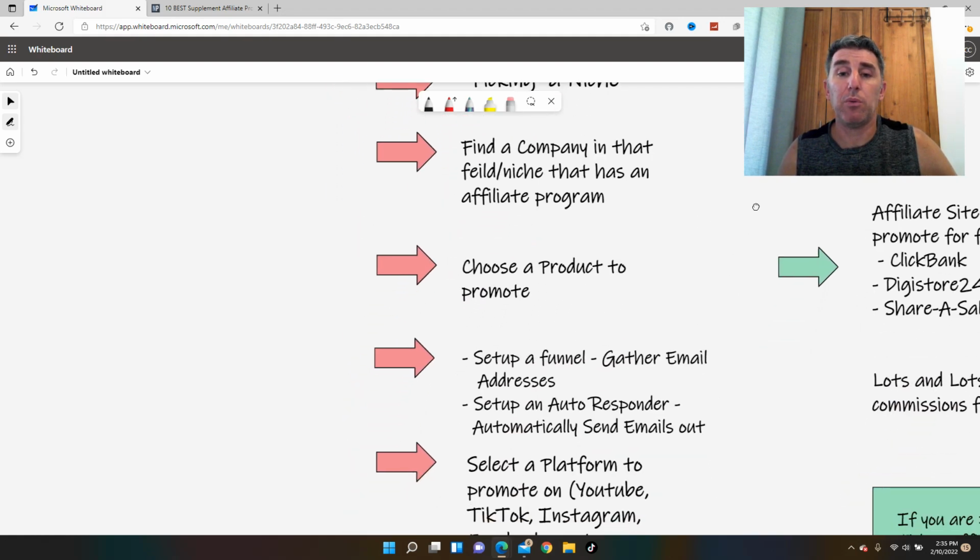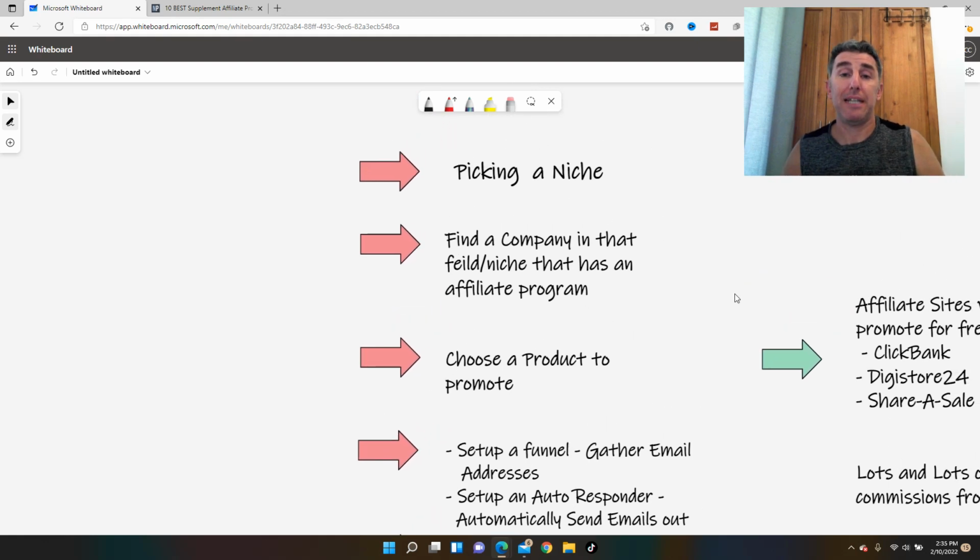So the first thing we would need to do is pick a niche. Now, a niche basically is you're picking the industry in which you want to focus. When we do this, there are three evergreen niches: relationships, wealth, and health and wellness. Those are the three big ones, which means there's always going to be a consumer in one or all of those industries.